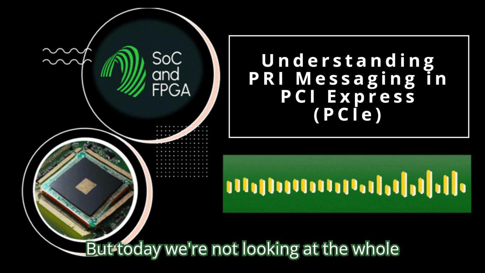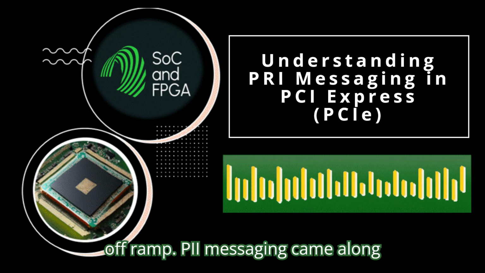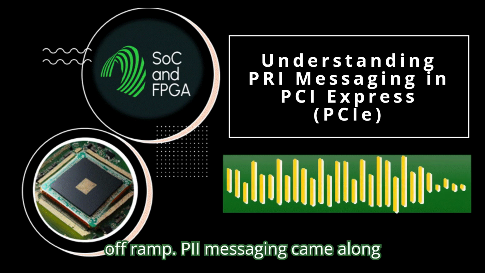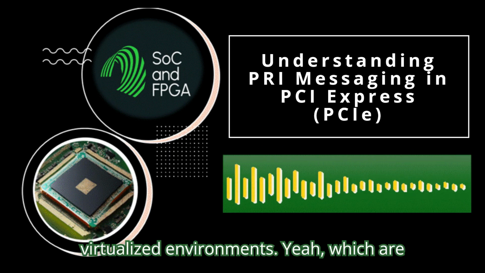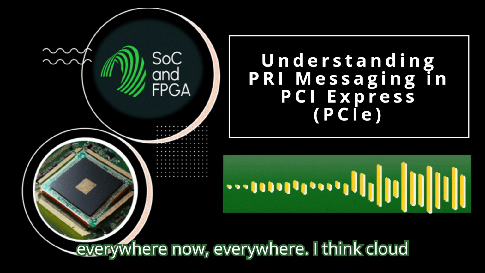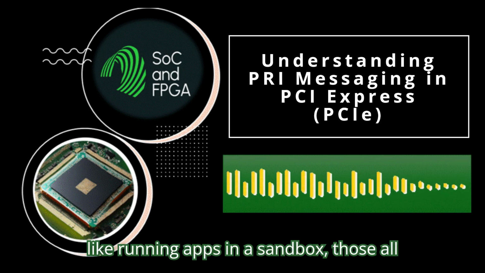Total mess. But today, we're not looking at the whole highway. We're zeroing in on one specific off-ramp, PRI messaging. It came along with PCIe 3.0, and it's become super important, especially for all these virtualized environments. Yeah, which are everywhere now. Everywhere. Think cloud computing, virtual machines, even just running apps in a sandbox.